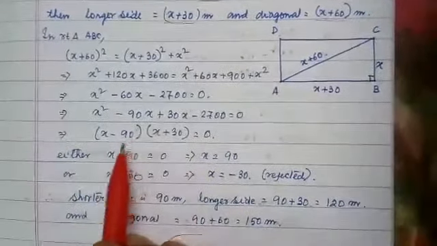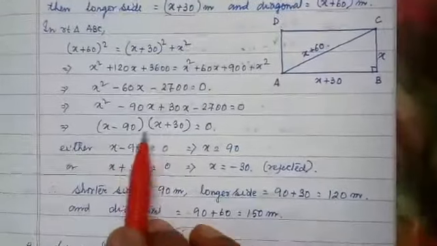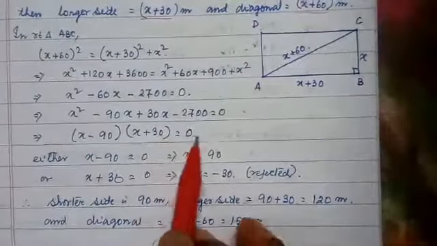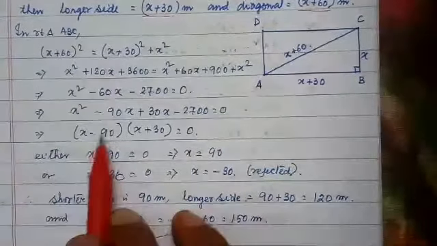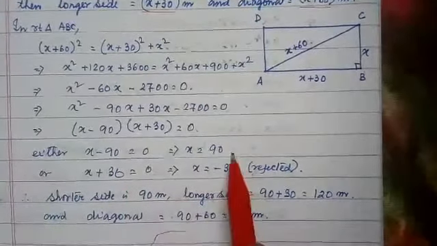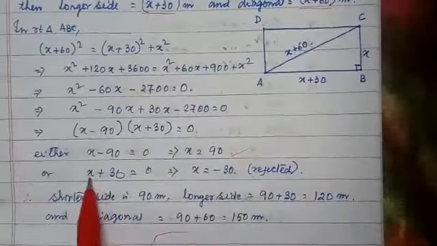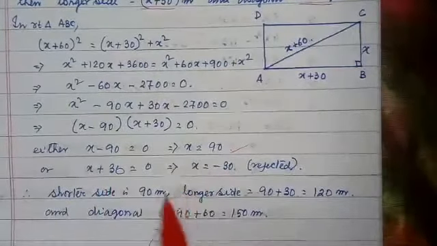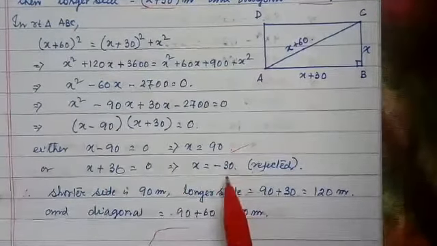Now the two factors will be x minus 90 and x plus 30 is equal to 0. So either x minus 90 is equal to 0, therefore x is equal to 90, or x plus 30 is equal to 0, that is x is equal to minus 30.